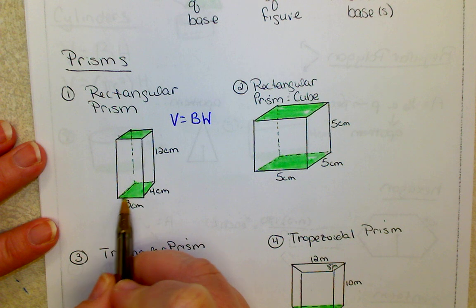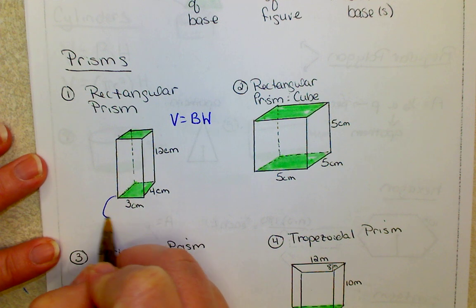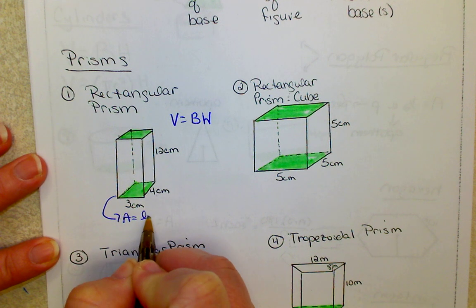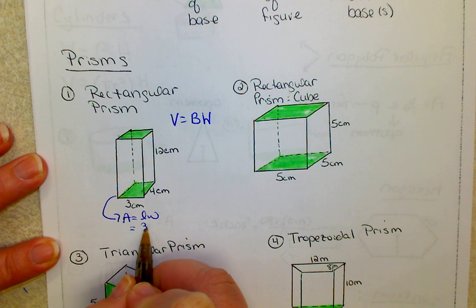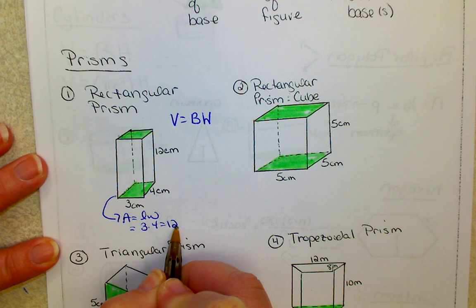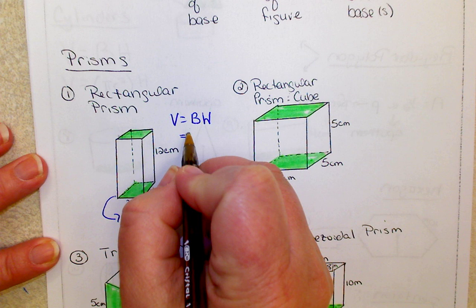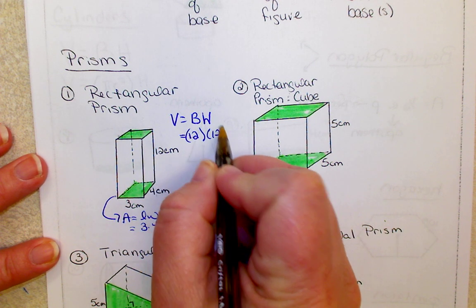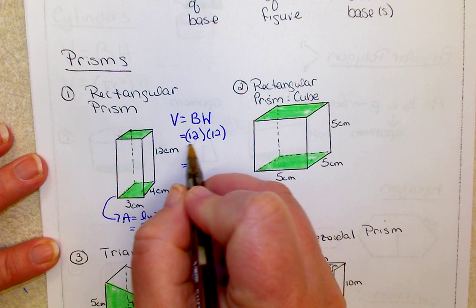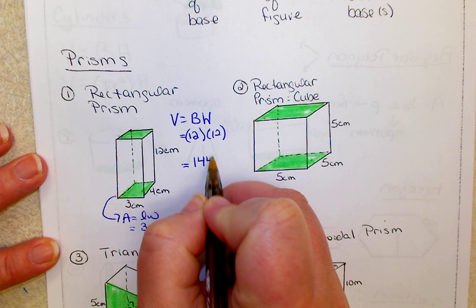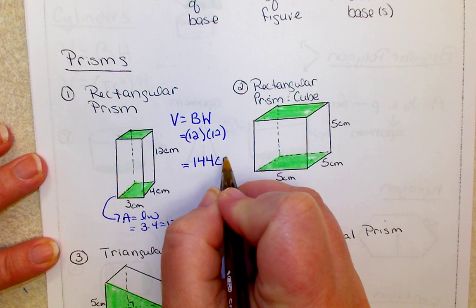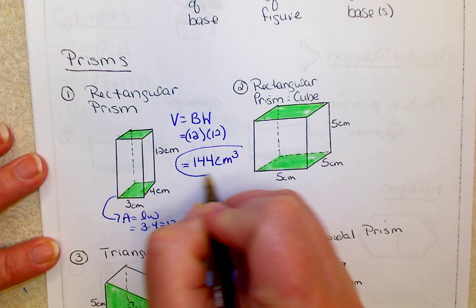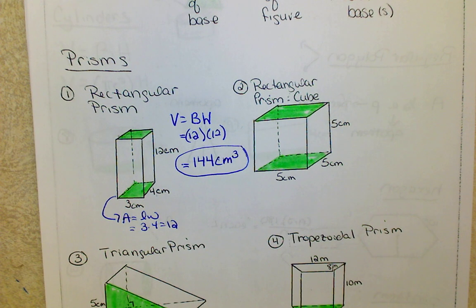Well, the shape of our base is a rectangle, and we know that to find the area of the rectangle, it's simply length times width. So right here, we're going to say 3 times 4, which gives us 12. So the area of the base is 12, and the height of our figure is also 12. So we get 12 times 12, which is 144. Since it's centimeters, it's going to be centimeters cubed. Now, in middle school, you probably learned that to find the volume of a rectangular prism is length times width times height, and that's perfectly fine to do.